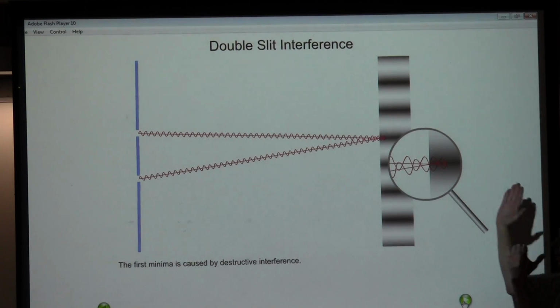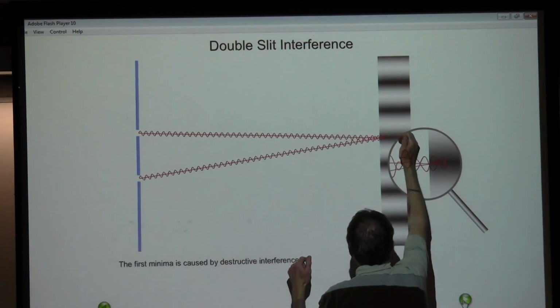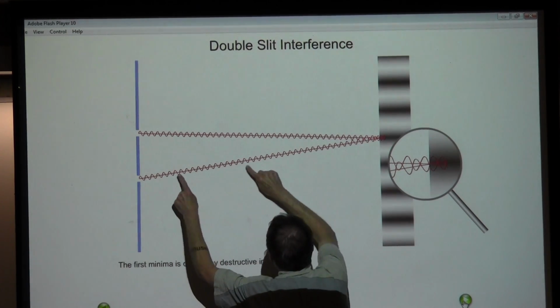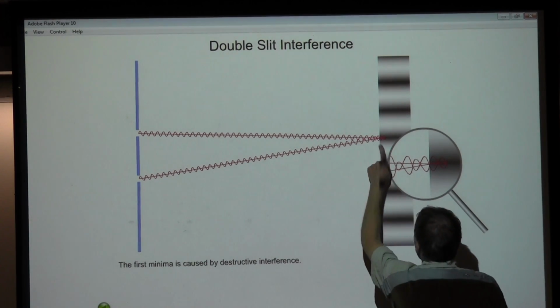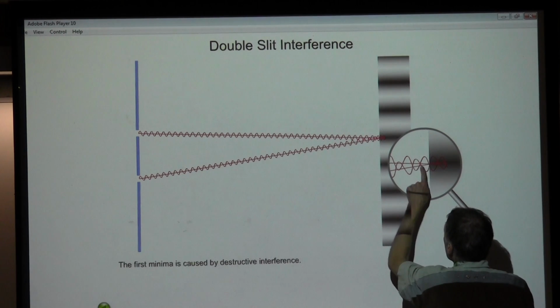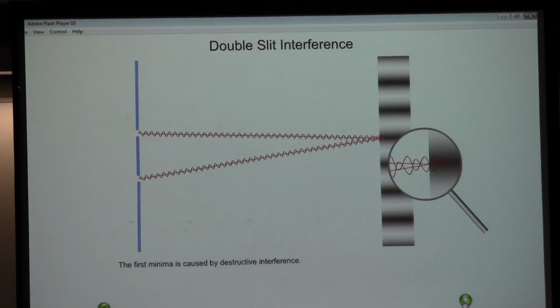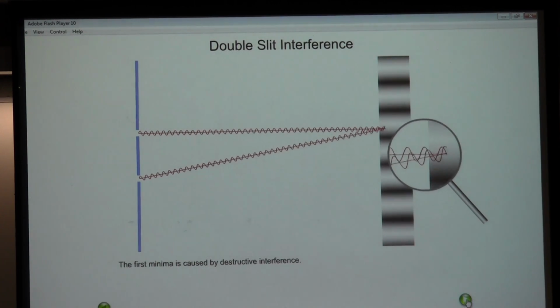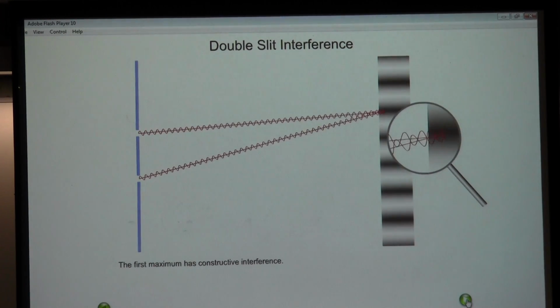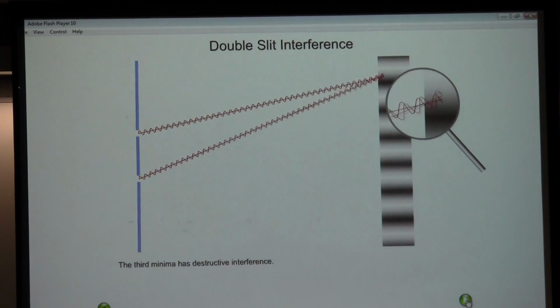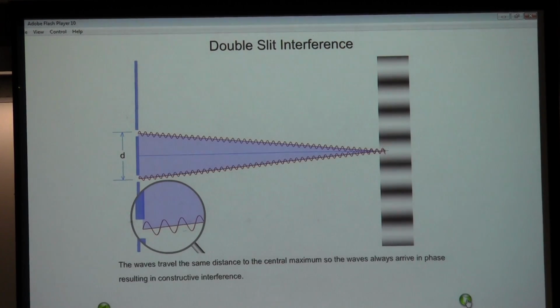If we start to move off from that a little bit to this first minimum, we actually have a few extra waves in here. In fact, we have an extra half a wave in there, and that throws these two out of phase with one another, and they have destructive interference. This pattern repeats and repeats as we move across the screen, and hopefully you're pretty comfortable with that.